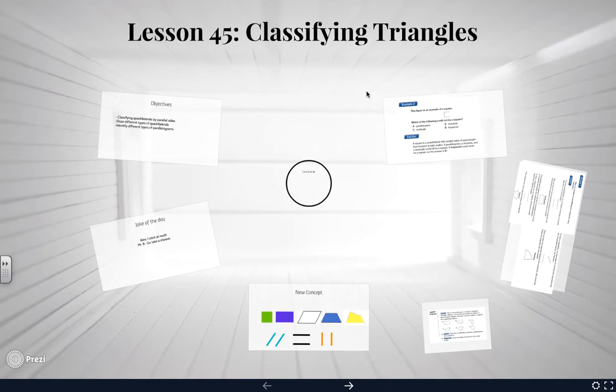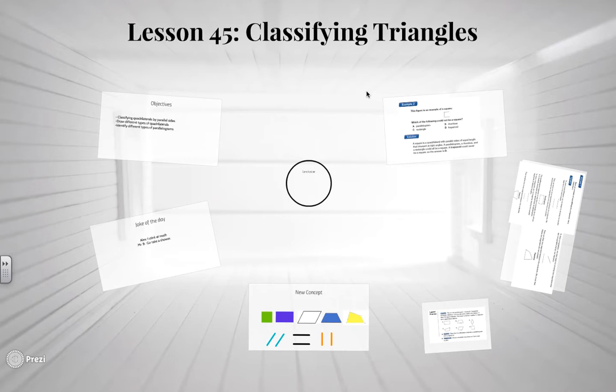We are on not classifying triangles. That is crazy. We are classifying quadrilaterals today, not triangles. That's a goofball mess up for me.